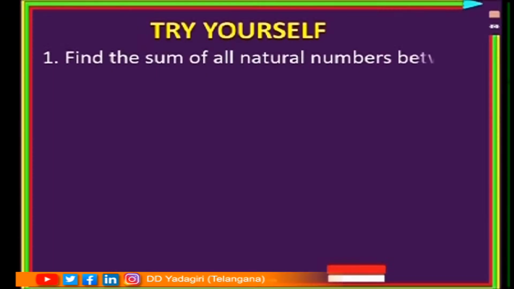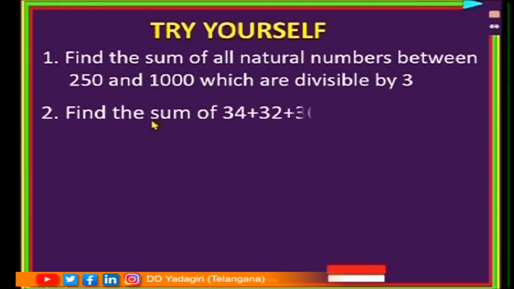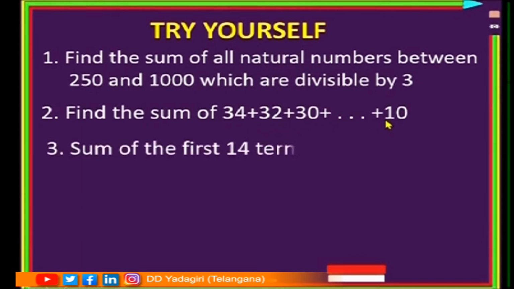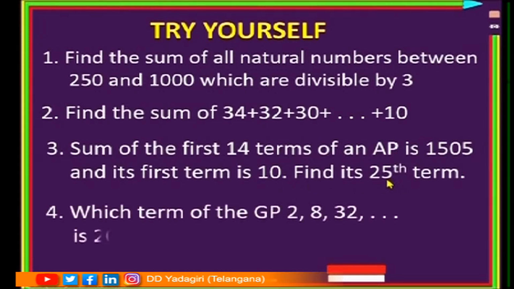So these are the problems for you, try yourself. Find the sum of all natural numbers between 250 and 1000 which are divisible by 3, and the second one is find the sum of 34 plus 32 plus 30 plus so on to 10. The sum of the first 14 terms of an AP is 1505, and its first term is 10, then find its 25th term. And the last problem, which term of the GP 2, 8, 32 and so on is 2048.